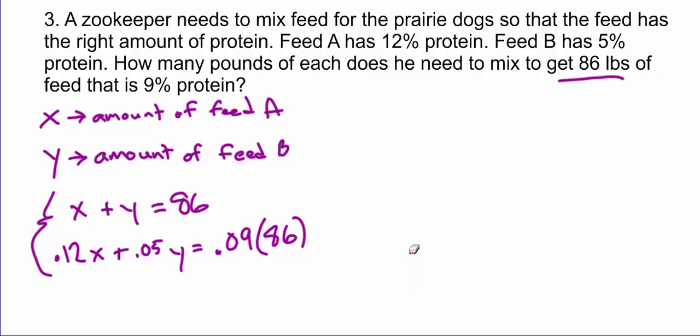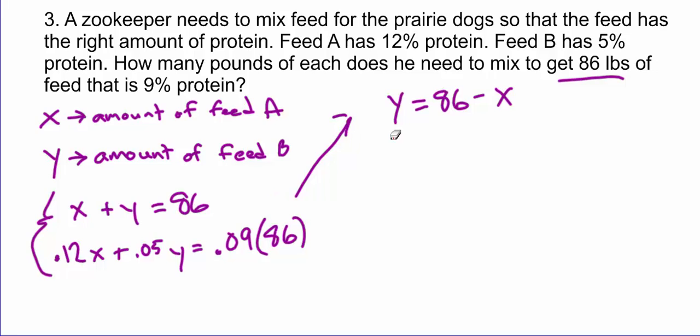Now, here's the thing. If we want to put these on a calculator, we have to actually rearrange so that we're in y equals form. That is, if you're using the TI-84, which is what I'm going to show you on this one. So we're going to use the graphing method. First equation's not too bad.